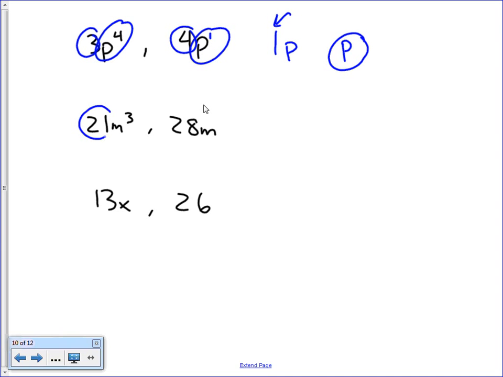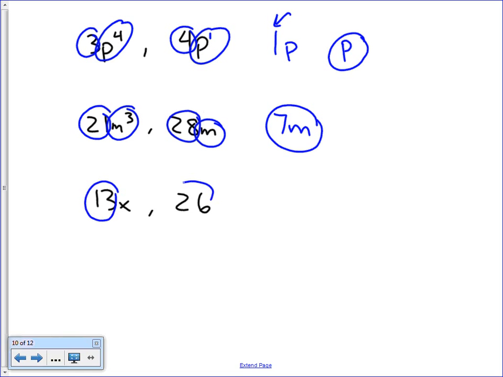21m to the third and 28m. So out of the coefficients, I can divide 7 out of both of them. And then I have a variable in common. I have m to the third and m. So use the lower power. So that'll be the m. So 7m. Now 13x and 26. What can I divide out of 13 and 26? 13 can divide both of those.